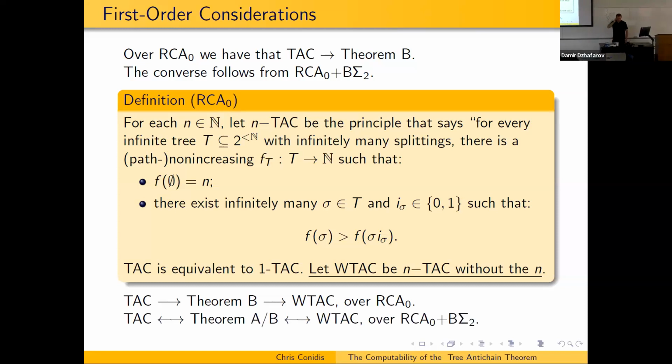Over RCA naught plus B sigma 2, you get equivalences. Scratch this A. That A shouldn't be there. But you get equivalences between the tree anti-chain theorem, theorem B, and WTAC if you have B sigma 2. You know, I'm not sure if the B sigma 2 is necessary.